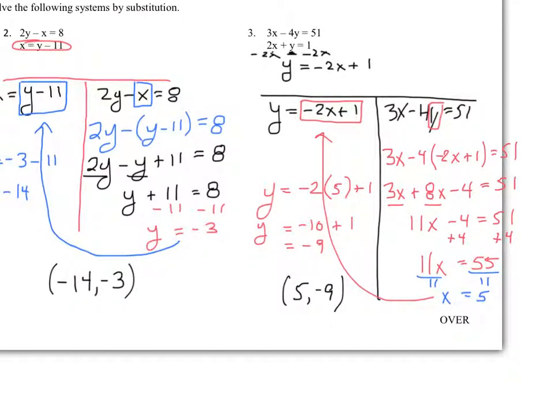So the only difference between number 2 and 3 is that in number 3 you had to isolate the variable first before you can perform the substitution.